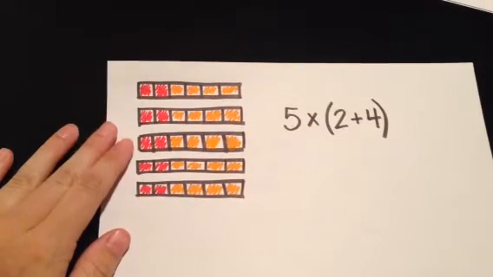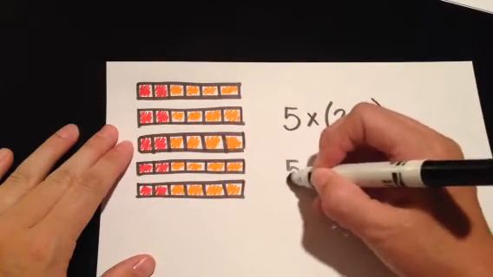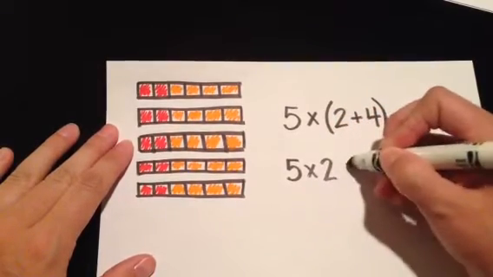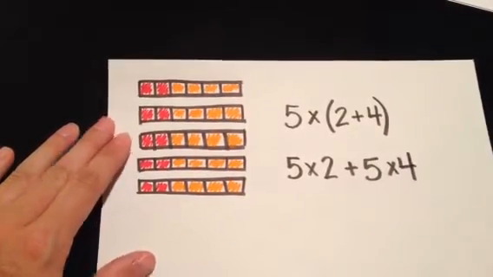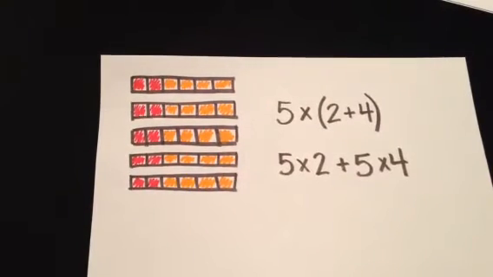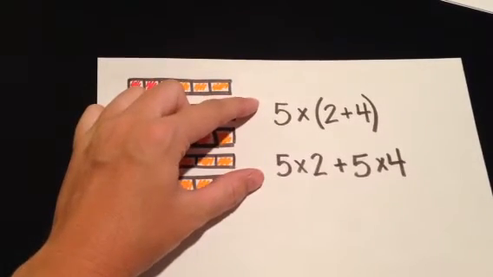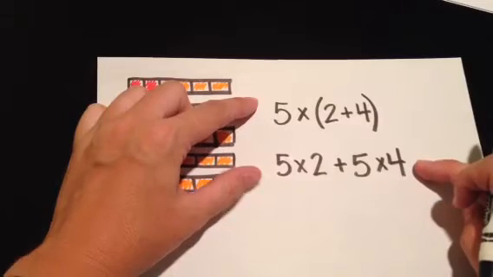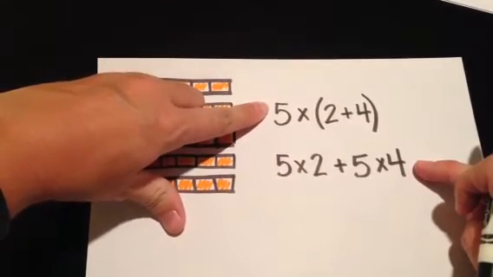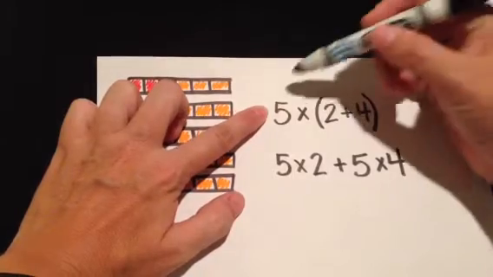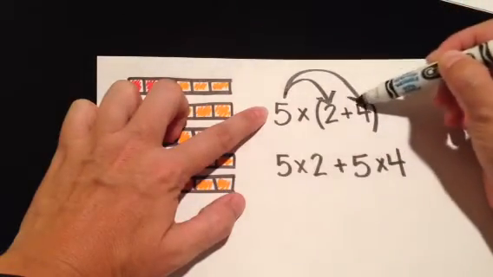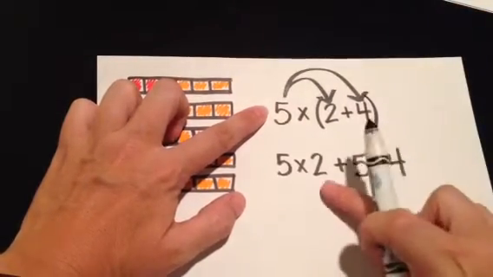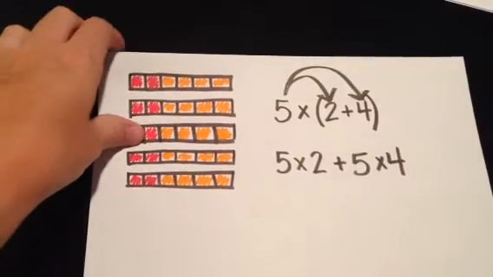Some of you may have looked at this and said, well, I see that there are 5 groups of 2 squares plus there are 5 groups of 4 squares. And you may have come up with an equation such as 5 times 2 plus 5 times 4. Both of these expressions are exactly the same. The bottom expression is actually the distribution of the top. So the distributive property tells us that we would do 5 times 2 plus 5 times 4, which is exactly what we see below.